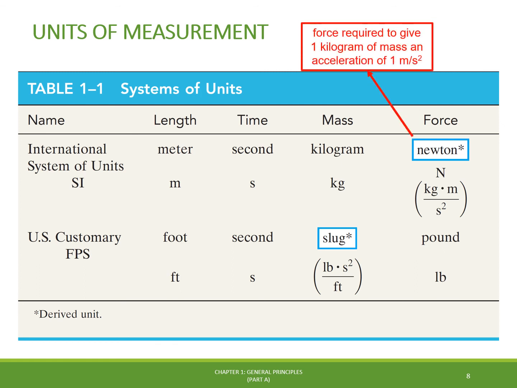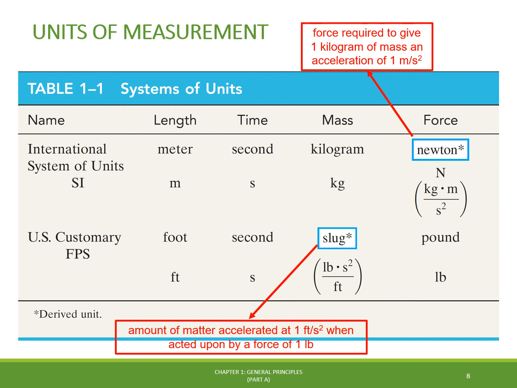In the International System, the force, measured in newtons, is the force required to give 1 kilogram of mass an acceleration of 1 meter per square second. Likewise, the mass, measured in slugs, is the derived unit in the US customary system and is defined as the amount of matter accelerated at 1 foot per square second when acted upon by a force of 1 pound.